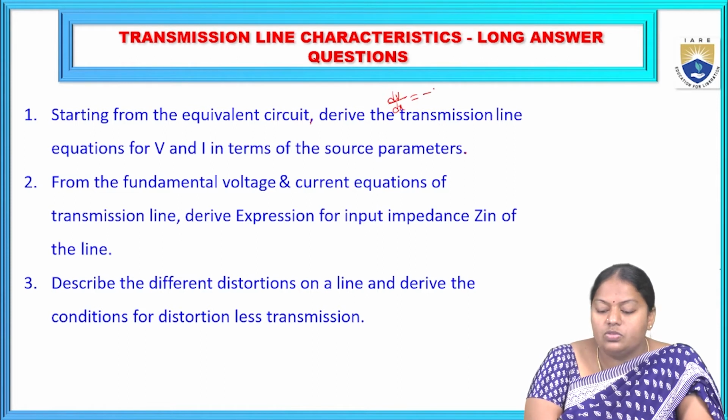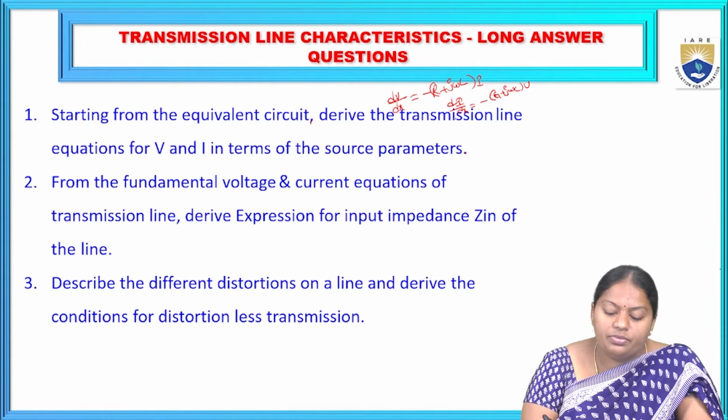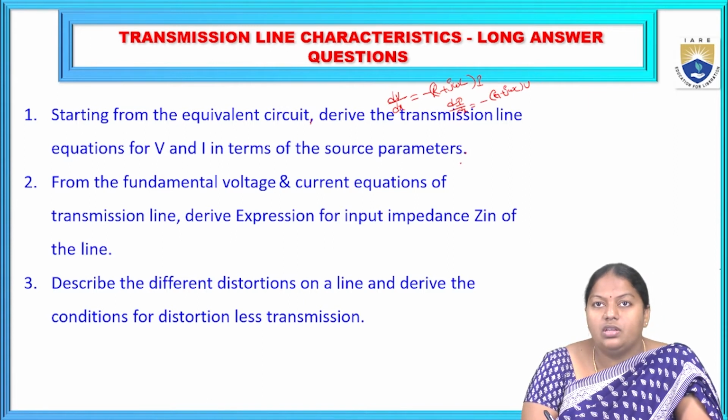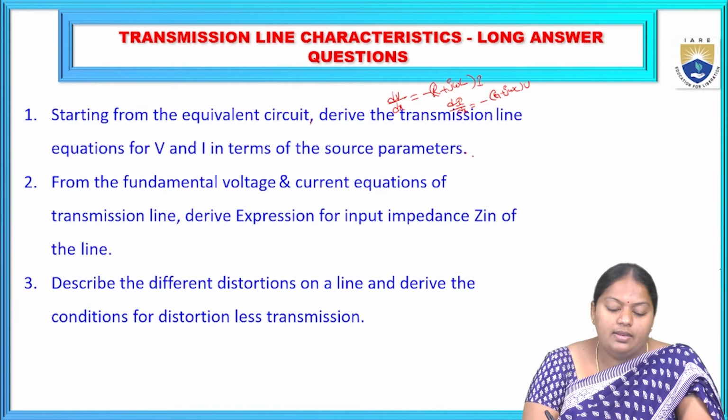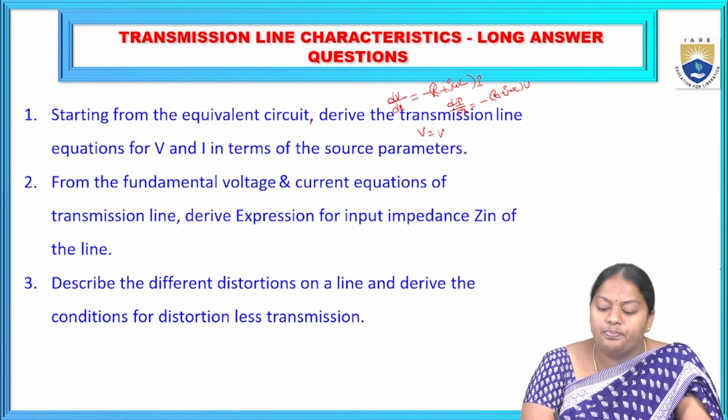dV by dx is equal to minus of R plus j omega L into I, and dI by dx is equal to minus of G plus j omega C into V. Then if you differentiate again, you get second order differential equations. Now if you find the solution for the second order differential equations of a transmission line, we get the equation as V equal to V plus e power j omega t minus gamma L plus V minus e power j omega t plus gamma L.